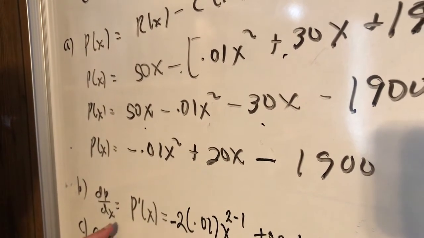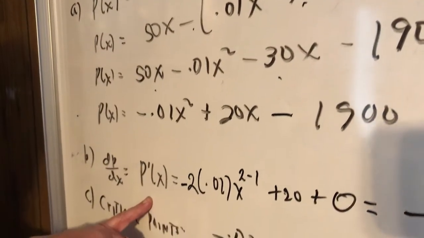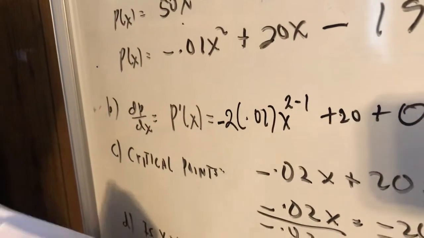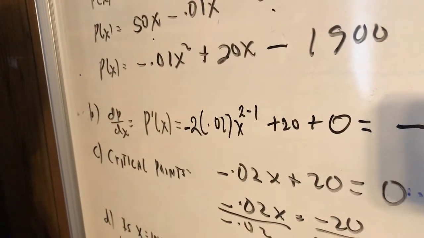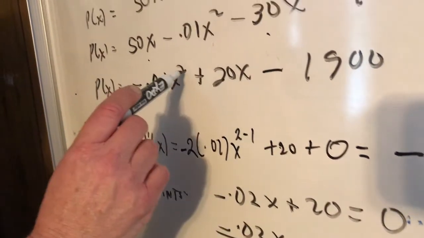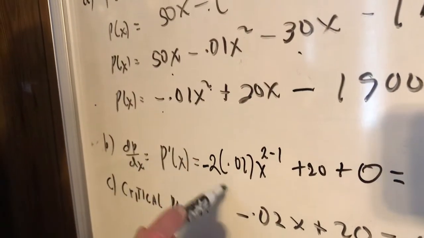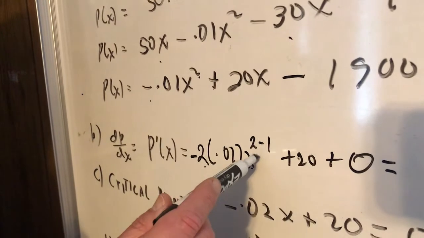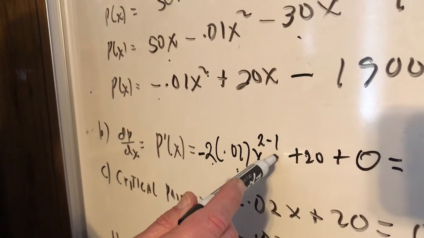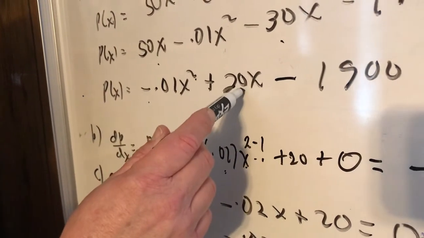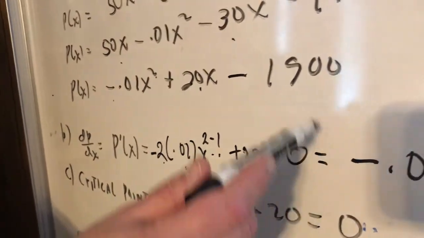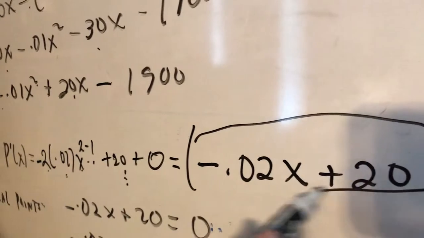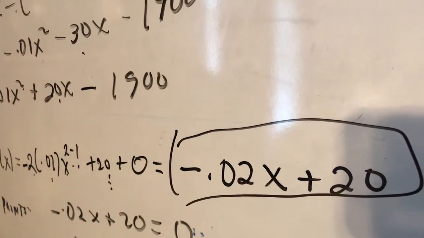Then we took the first derivative. It asked for the marginal change. So the first derivative is 2 times minus 0.01x, subtracting 1 from the exponent using the power rule. The derivative of 20x is simply 20. The derivative of a constant is 0. This is the derivative: minus 0.02x plus 20.